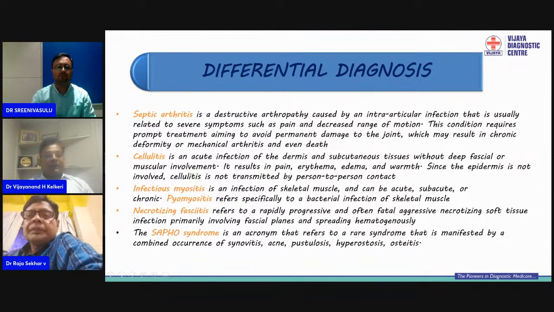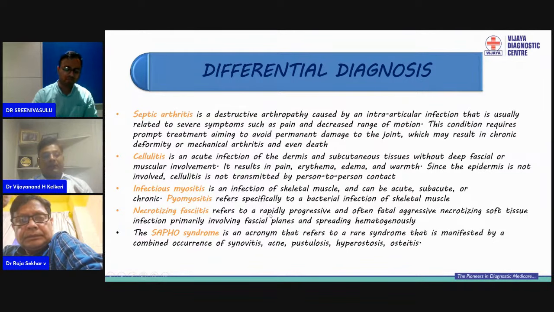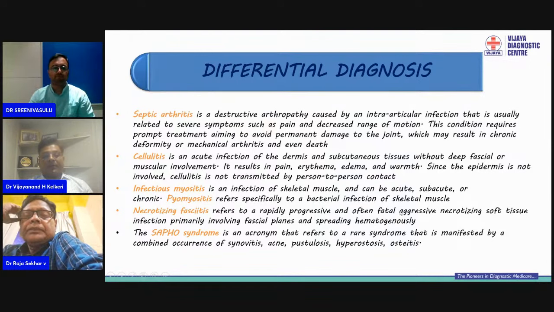Then necrotizing fasciitis is another life-threatening condition. It refers to a rapidly progressive and often fatal, aggressive necrotizing soft tissue infection, and it spreads hematogenously and can cause death. And SAPHO syndrome is an acronym that refers to a rare syndrome manifested by synovitis, acne, pustulosis, hyperostosis, and osteitis.